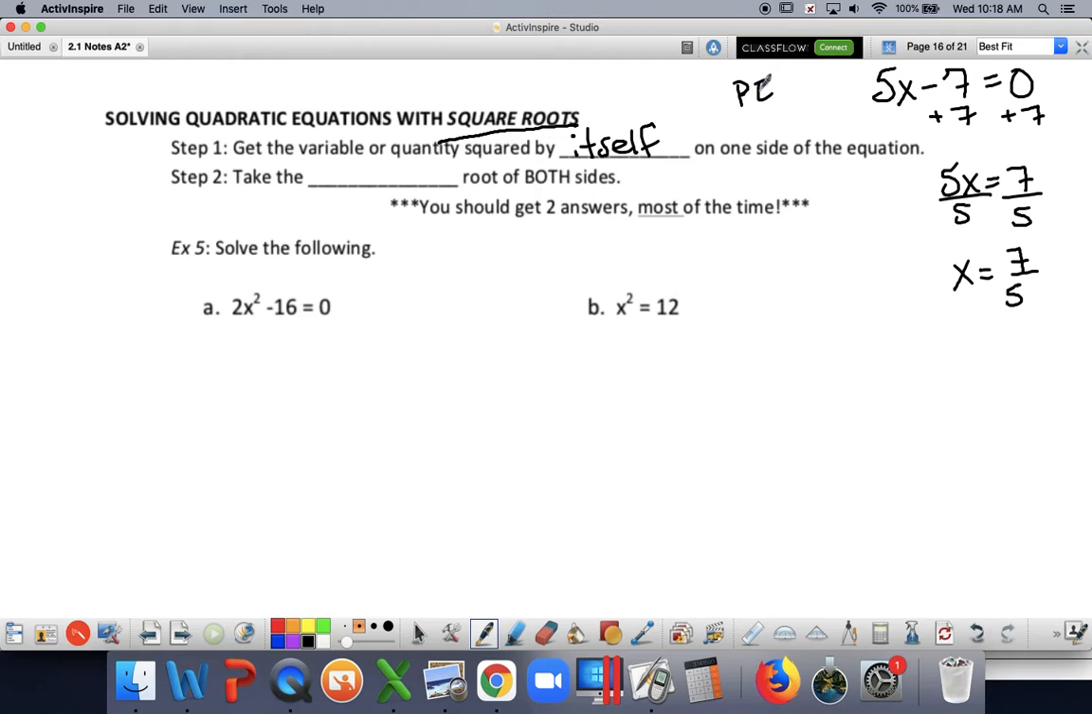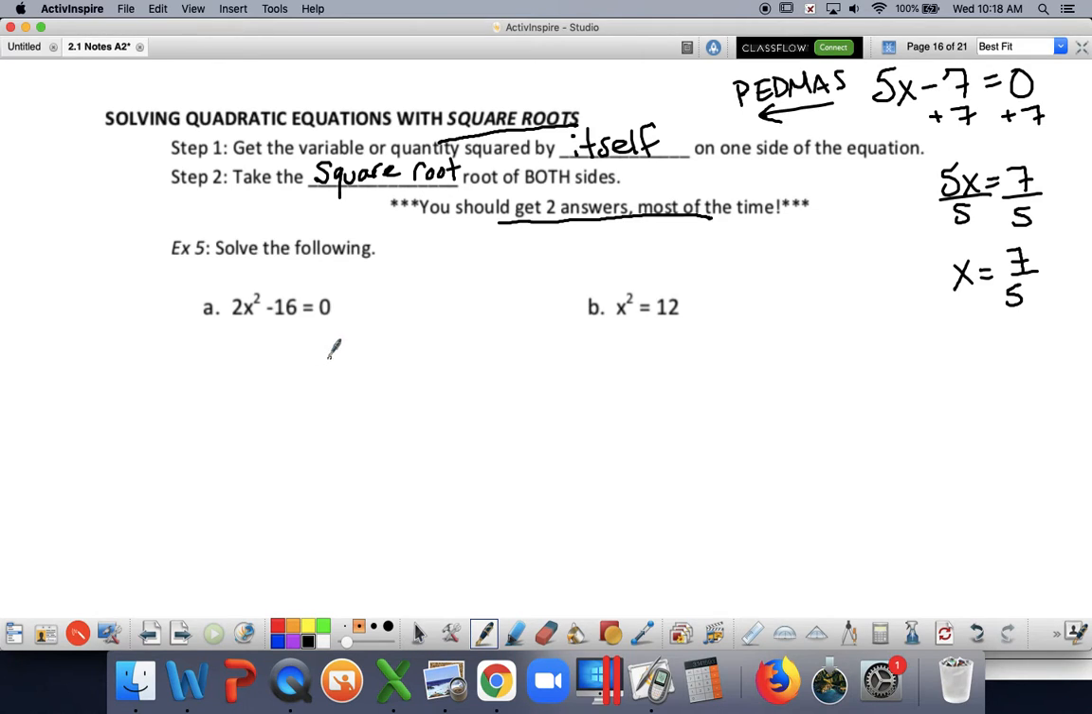And when I do this process, I want to do the reverse order of PEMDAS. You'll notice we look to add or subtract something first before we multiply or divide. That's the opposite of PEMDAS because we're solving, not evaluating. Once I get the thing that's squared by itself, I'm going to take the square root of both sides, and you'll see what I mean when we go through some examples. You should get 2 answers most of the time.